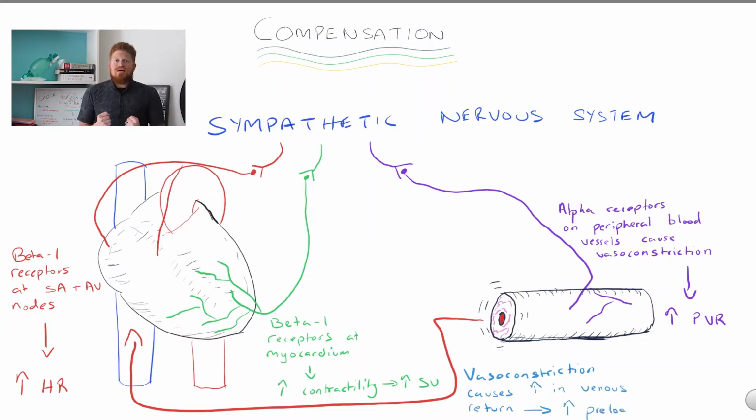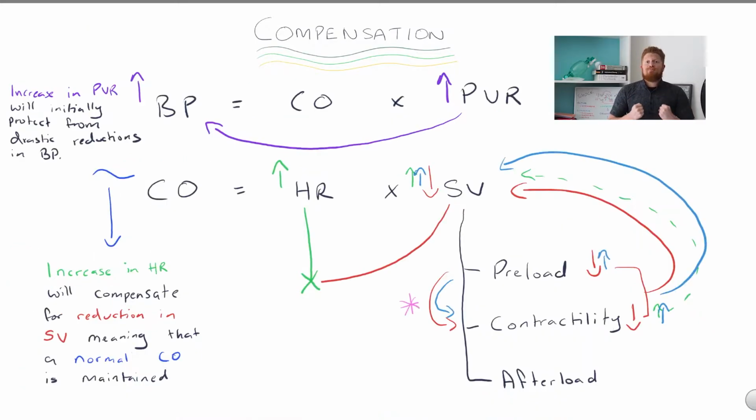Another benefit of this is that by squeezing all of the blood vessels in our peripheries, we're pushing more blood towards our core and towards our heart. This will increase venous return and preload. Increasing preload will then increase stroke volume and hopefully cardiac output and blood pressure. This venous return effect has varied benefit depending on the type of shock that we're facing.